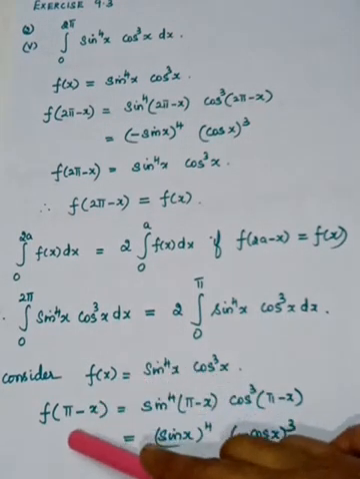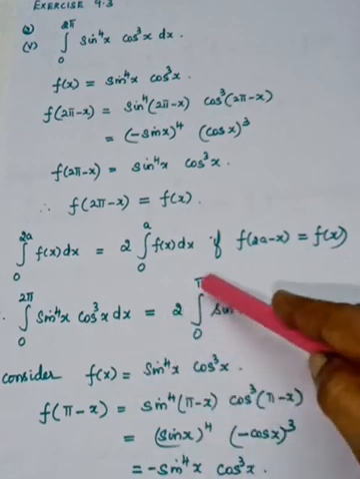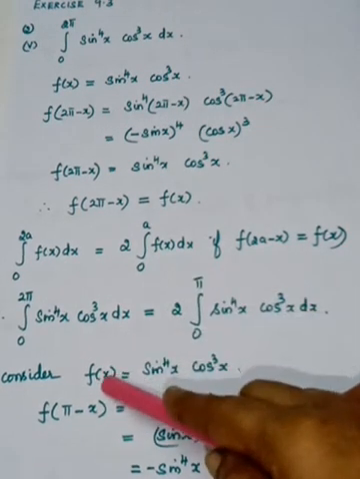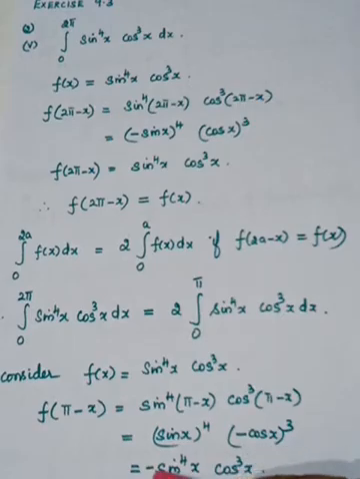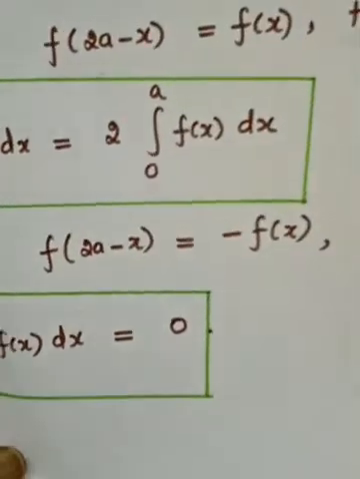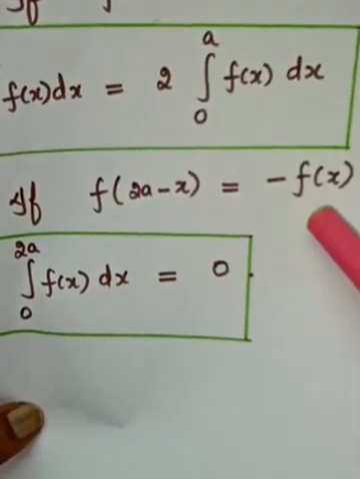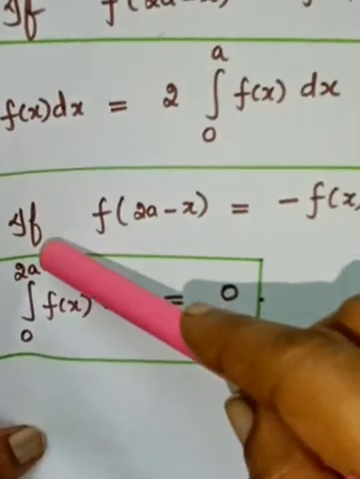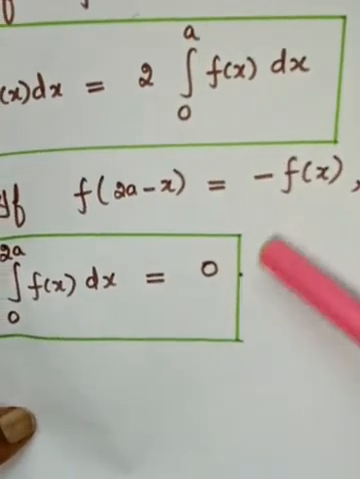So you see that if you replace x by pi minus x, you will get minus. So f of 2a minus x is equal to minus f of x, means integral 0 to 2a f of x dx is equal to 0.